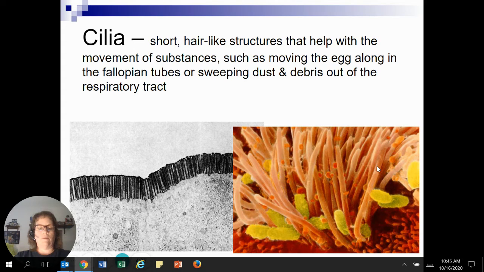You also have some of this in your respiratory tract, so it helps to keep dust and debris from getting into your lungs by sweeping it back out in the opposite direction.